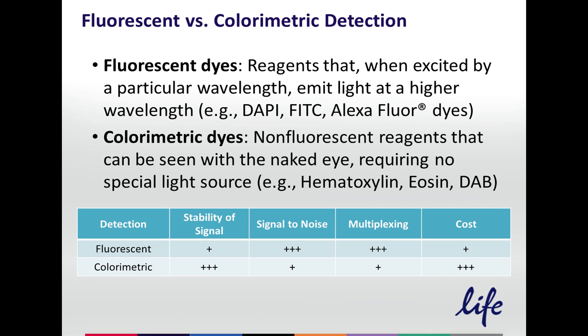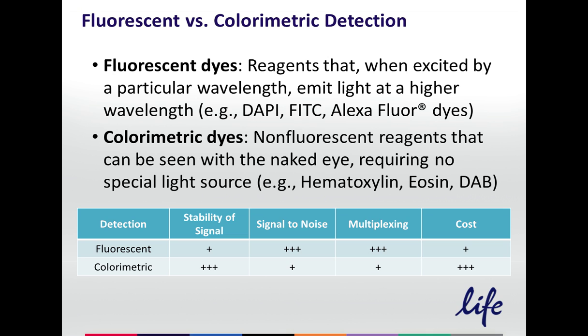Colorimetric dyes have often been used with pathology, in part because of the stability of the signal. Once you've done the labeling with the colorimetric dye, it's very stable. It doesn't photobleach away. And on the tissues that you're labeling, the signal is retained very long term, so it's archivable.